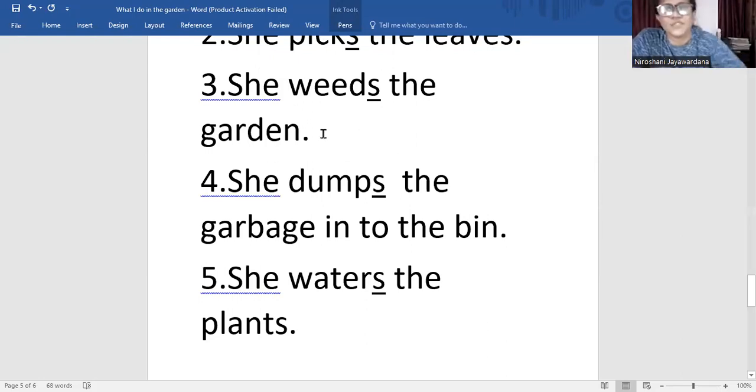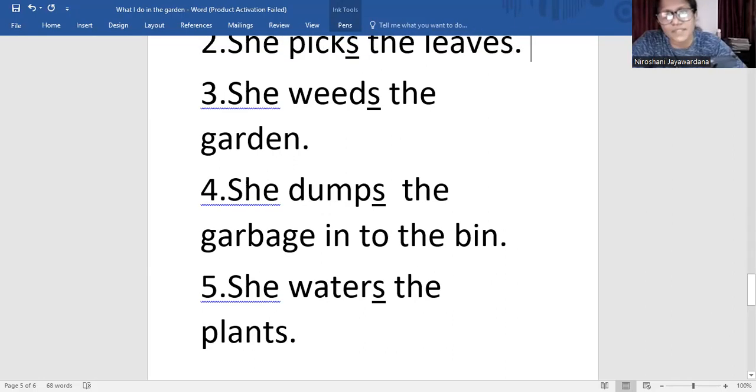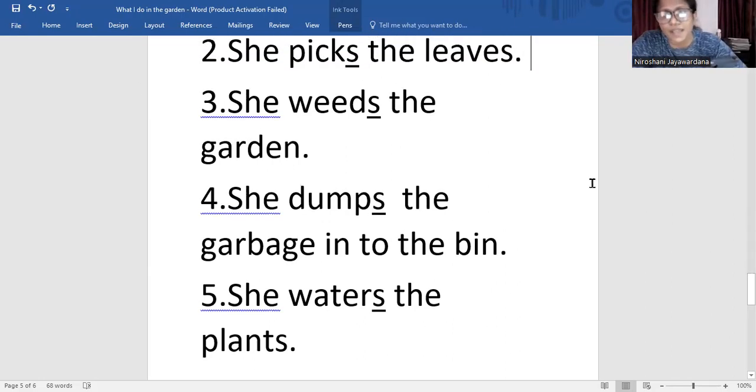Very good, right? For that also, why is it that you put the letter S right after the verb? First one, singular. If it is singular, the keyword "she" means one person, so we add the letter S after the verb, right? Very good. "He" also takes the S after the verb, and you wrote that correctly, right?